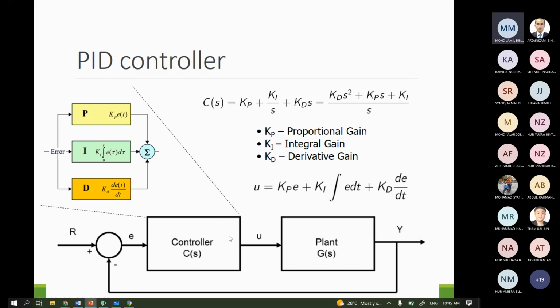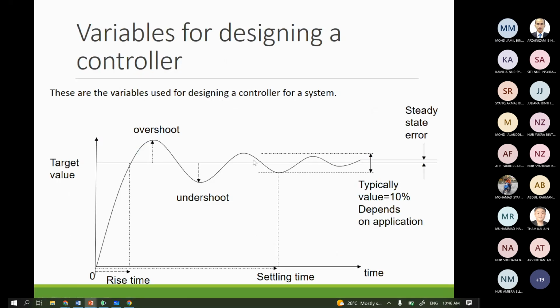So in last week's lecture, we have seen that in this topic, we only use the PID controller. Before we go into detail about the PID controller, let's revise a bit on the system variables that you want to control. We have the overshoot here. You usually want to reduce the overshoot so that the system will produce a smaller overshoot.